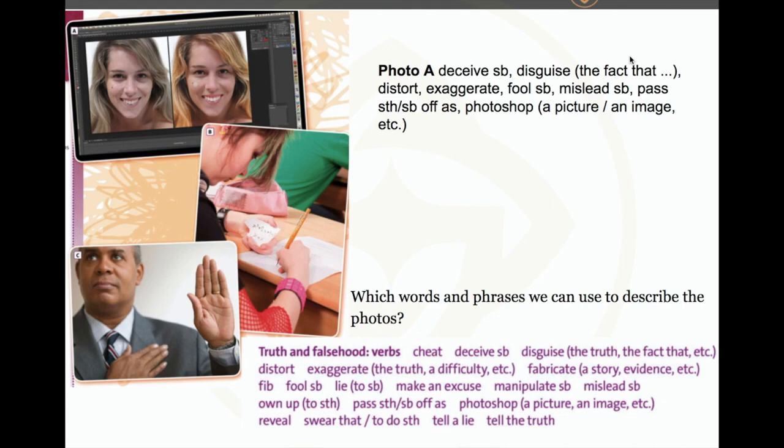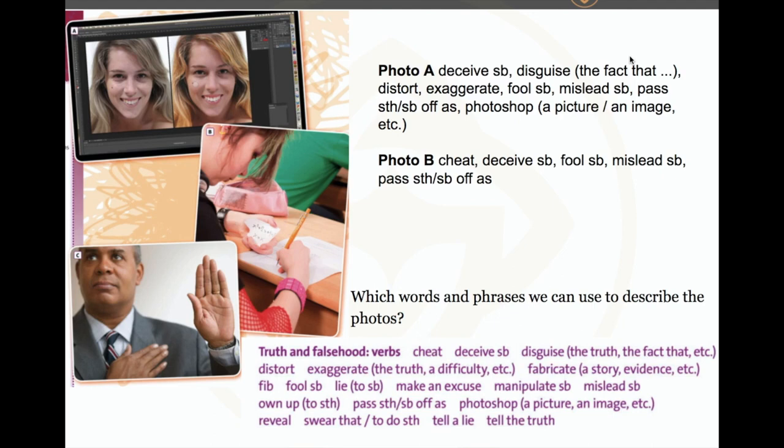And now, photo B. Okay. Here, guys, you can stop the video and try to write the verbs which you think describe this photo. And I will be giving the answer now. So the answer is photo B. For photo B, we can use the verb cheat, deceiving somebody, deceiving the teacher, fooling, misleading, and passing himself or herself as like good student.